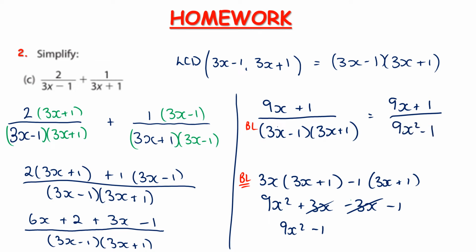Now don't do any funny cancelling. Remember, we cannot simplify unless we have factors. So none of those 9's cancel or the x's cancel or the 1's cancel. Don't do anything funny. This is our final answer.